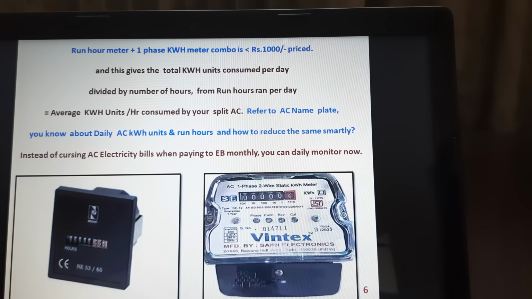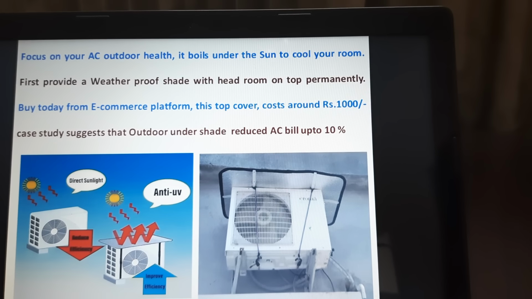Whenever we pay the electricity bill after a month, on that day you find a jump of almost 3000 to 5000 rupees. But with this combo meter of run hour and kWh meter, you can monitor your air conditioning usage daily or weekly, and accordingly you can optimize your usage.